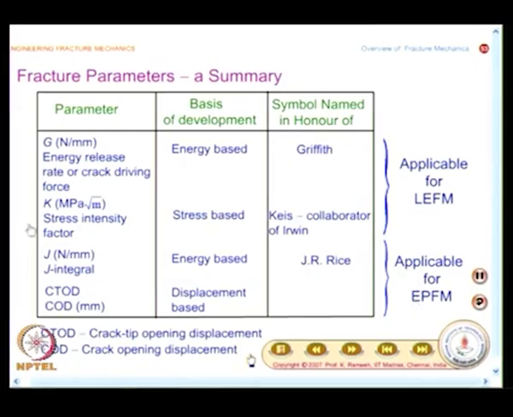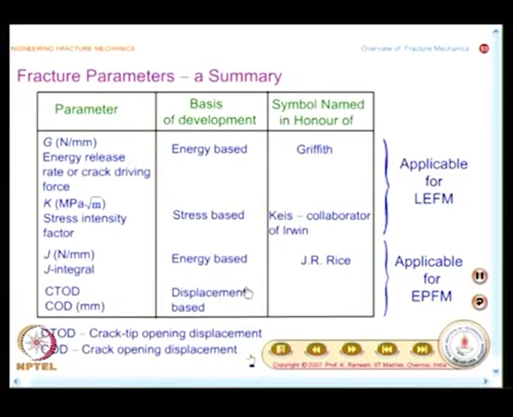See, finally, we are only dealing with fracture. You have several parameters G, K, J, CTOD and so on. There cannot be many, there have to be interrelationships among them. In fact, we would establish an interrelationship between G and K, and in the case of LEFM, G is the same as J. So, we would establish certain interrelationships among these. These were developed mainly because people approached the fracture problem from various perspectives. That is the reason why you have different parameters, and when you are able to find out interrelationships, it only reinforces that the process of fracture has been well understood through various methodologies.